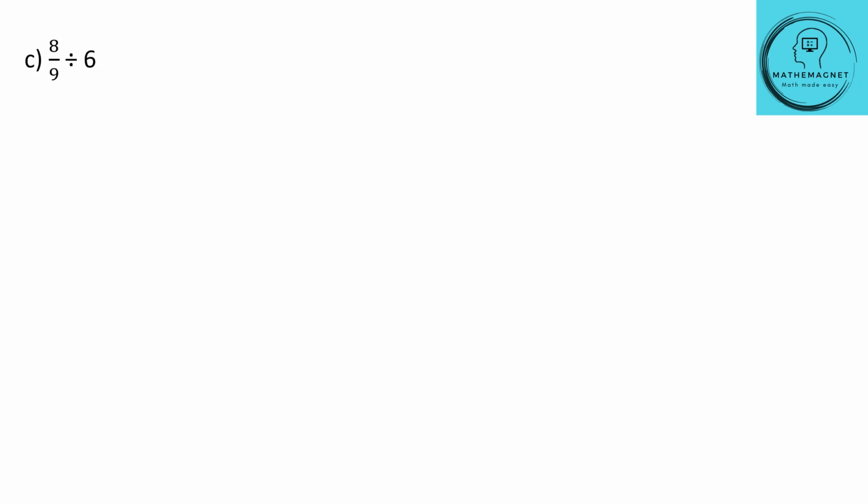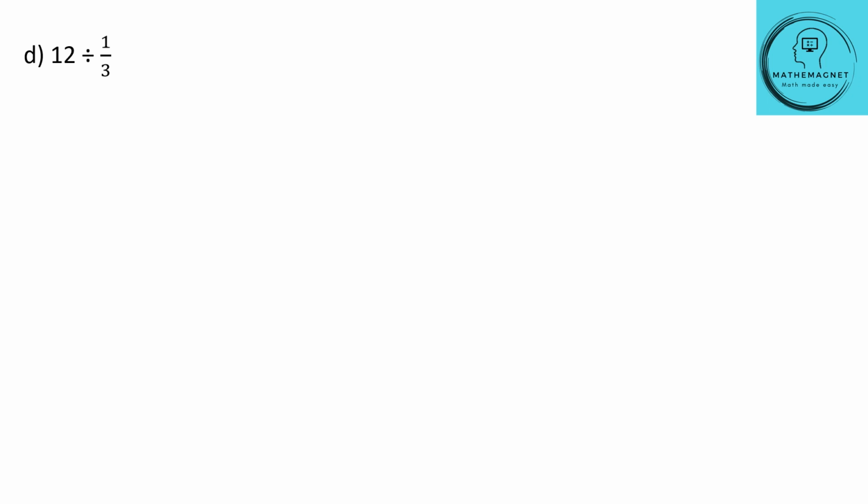Let's look at the next question. C, 8 by 9 divided by 6. It can be rewritten as 8 by 9 into 1 by 6. Now 6 and 8 go in the 2 table, right? 6 becomes 3 and 8 becomes 4. So it becomes 4 into 1 by 9 into 3, which is equal to 4 by 27.